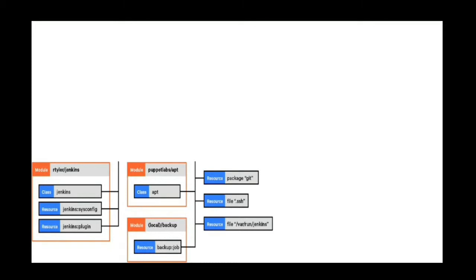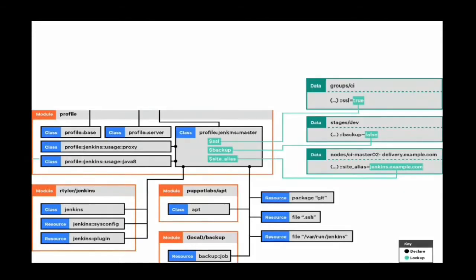Things to consider before you write a profile. Make sure you can safely include any profile multiple times; don't use resource-like declarations on them. Profiles can include other profiles. So in this example, for the Jenkins profile we are going to include the base, server and Jenkins profiles.